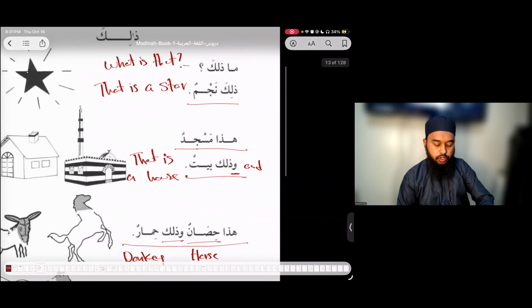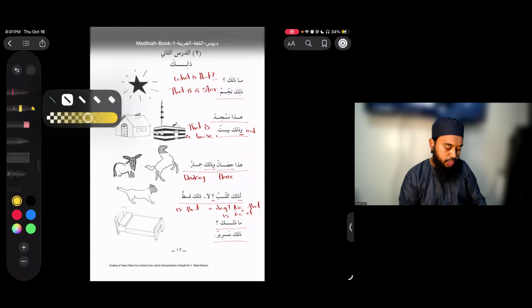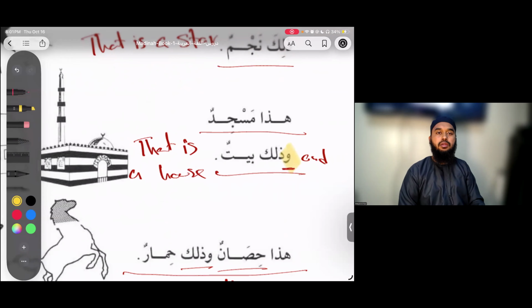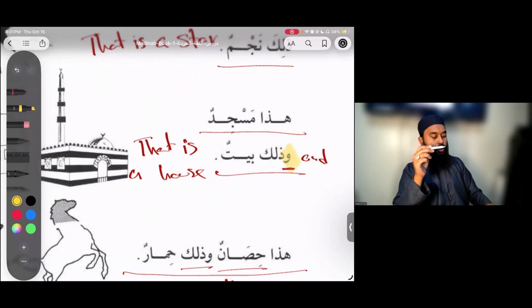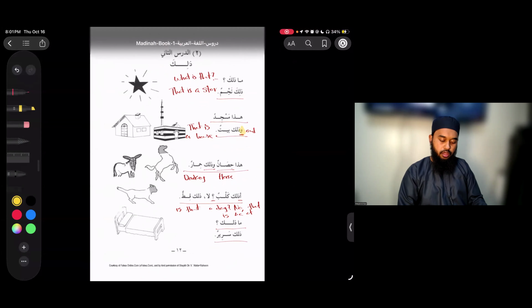The only new thing in this lesson that we will learn, and they don't talk about it, but it's given, is the word wa. Wa means and. And so you could join sentences together. You could be like, hada qalam wa dhalika maktab. This is a pen and that is a desk. You could just mix and match, however you feel comfortable.